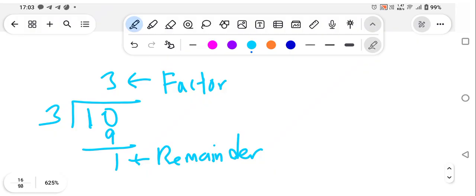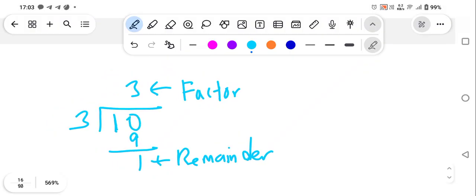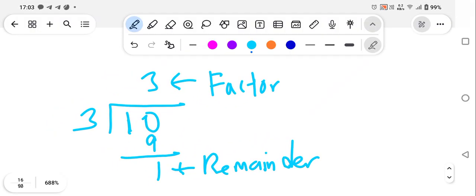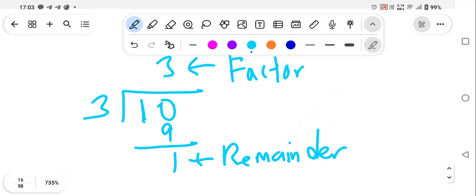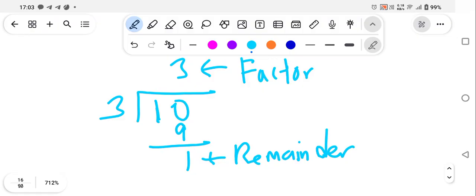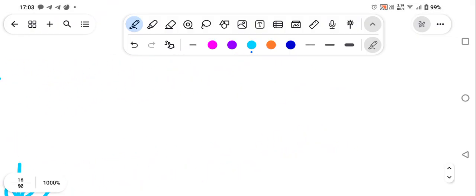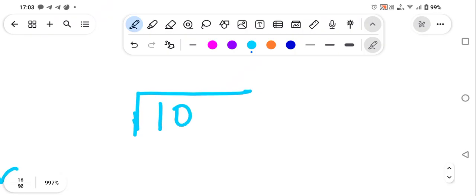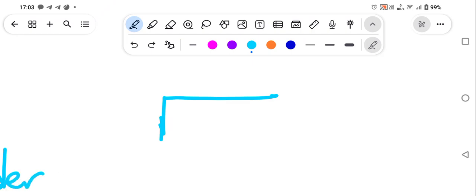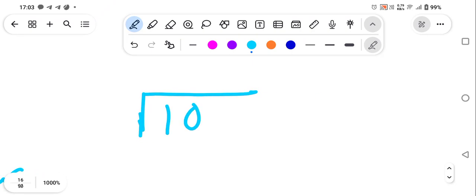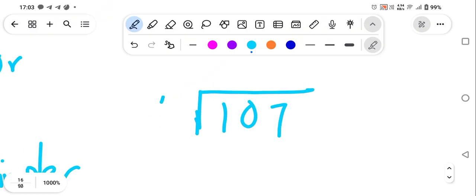Alright. So now we're going to learn how to divide functions. But not yet. We're going to do another one. So first thing, let's say just a prime number, for example. So let's say 107 divided by 6.